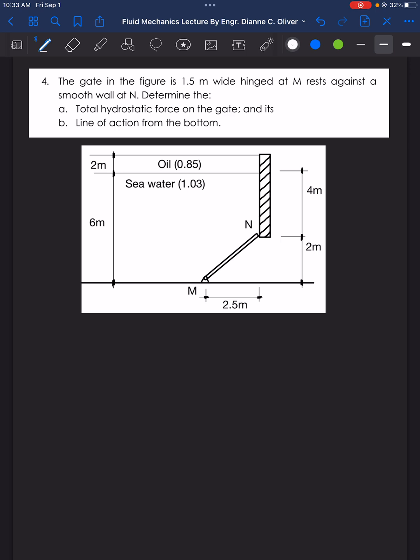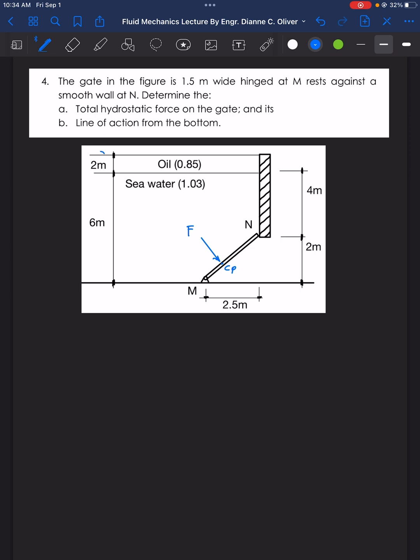First we will solve for the hydrostatic force acting on the gate. As we have solved from the first video, when we are dealing with an inclined surface, the force acts perpendicularly to that surface. So here is our hydrostatic force, and it's located at its center of pressure. What is special here is we're dealing with more than one liquid: oil with a specific gravity of 0.85 and seawater with a specific gravity of 1.03.